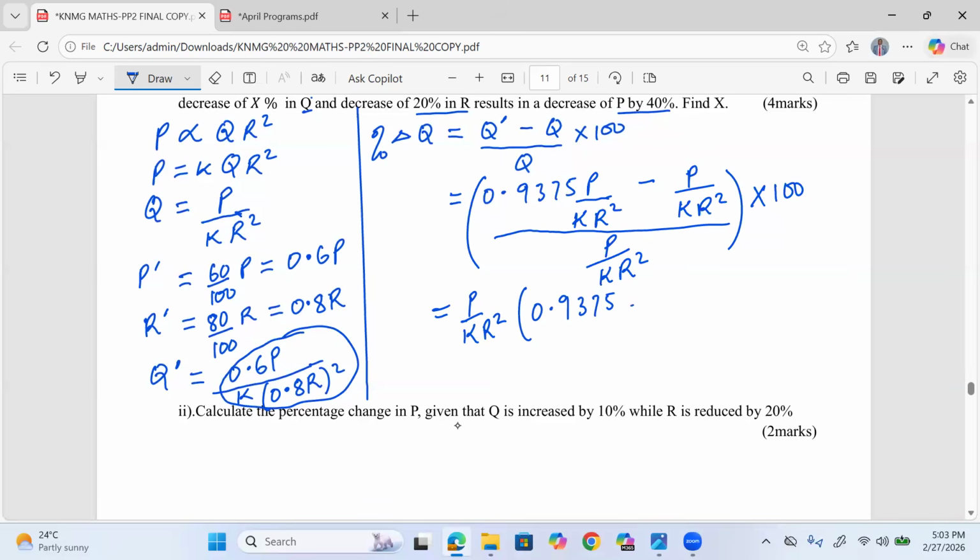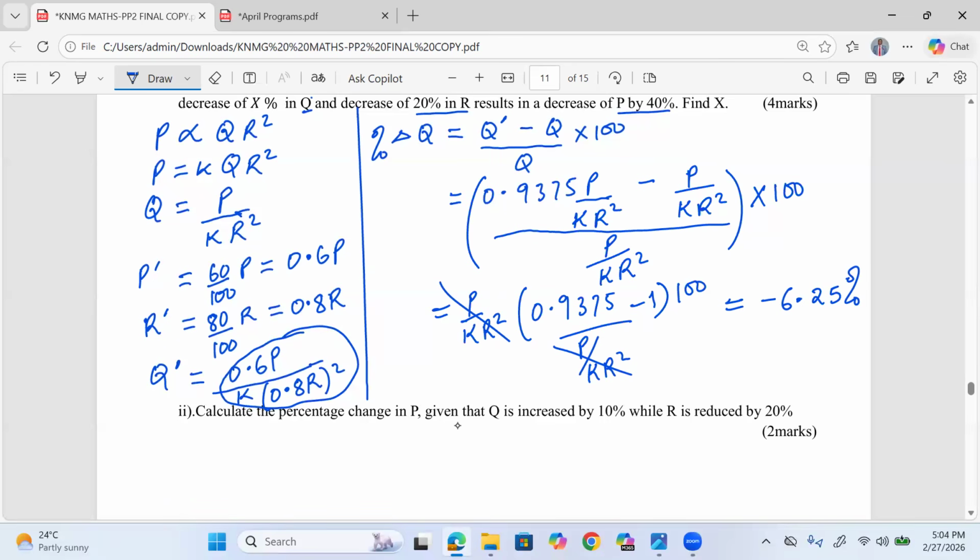9375 minus 1 times 100, of course, over 1. So remember, at the denominator, we are writing KR squared. So this and this shall cancel, and when we subtract 1, then we multiply by 100, we shall have negative 6.25%, meaning that Q decreases.